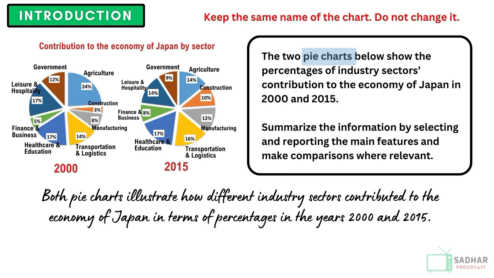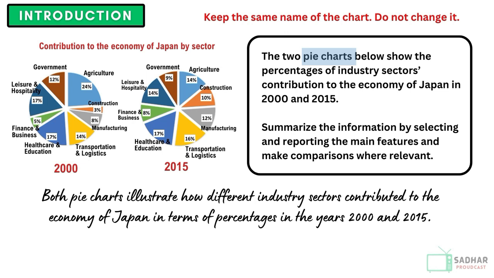Okay, so now let's take a look at the sample answer. Both pie charts illustrate how different industry sectors contributed to the economy of Japan in terms of percentages in the years 2000 and 2015. Number 1, keep the same name of the chart.